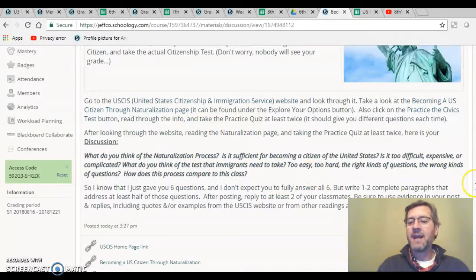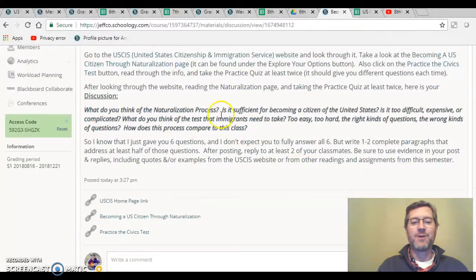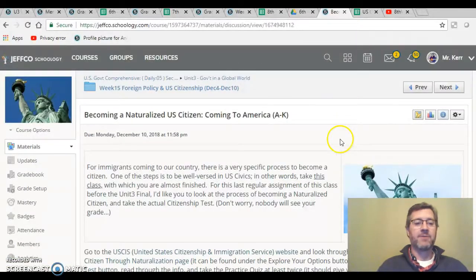You'll take the test, and then this discussion board is answering these questions. There are 6 questions here. I don't expect you to answer all 6 of them, but try and write 1 to 2 complete paragraphs that address at least half of these questions, at least 3 or 4 of them. And then, of course, reply to at least 2 of your classmates. Please be sure to use evidence in your post and replies, including quotes and or examples from the USCIS website or other readings and assignments from the semester. So this is one where looking back through the semester might be a great idea.